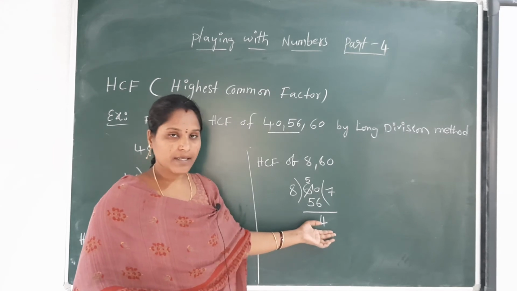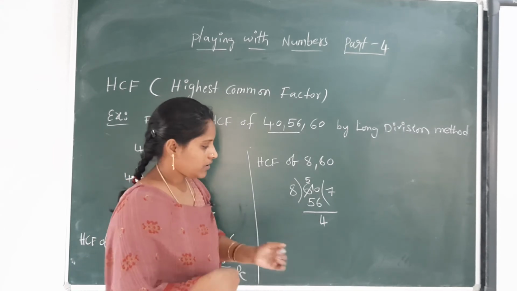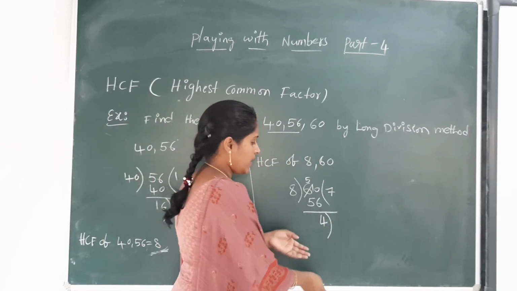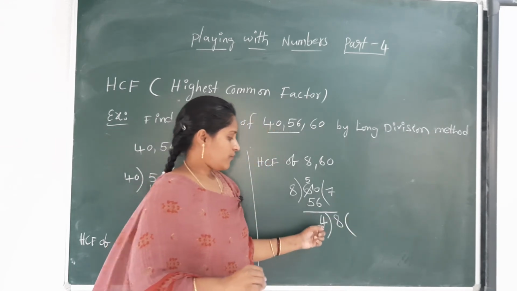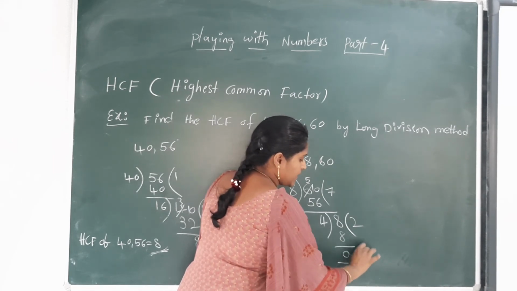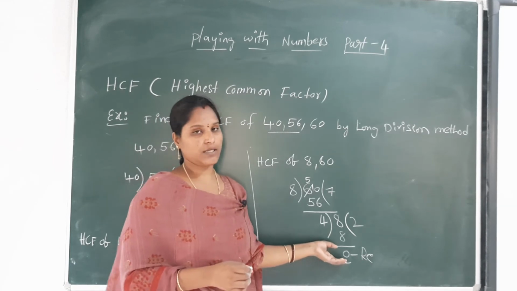Again we get a remainder as 4. So the process will not be completed up to here. Again we have to continue. So this remainder is the divisor and the previous divisor is the dividend. 4 2s are 8. 8 minus 8 is 0. Here we get the remainder as 0. So the process up to here is enough.